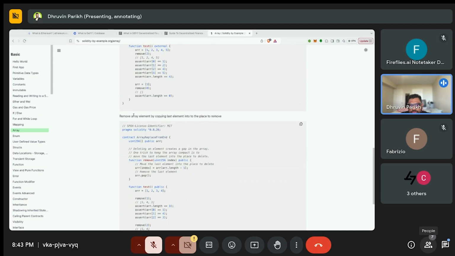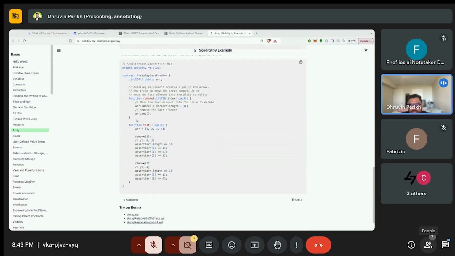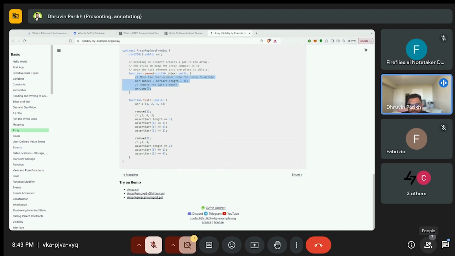You can also remove an array element by copying the last element into the place to remove, right? And then all you need is to just pop the last one. So this is also one of the used ways. You can try out these examples if you want to. I'm not going to do that.